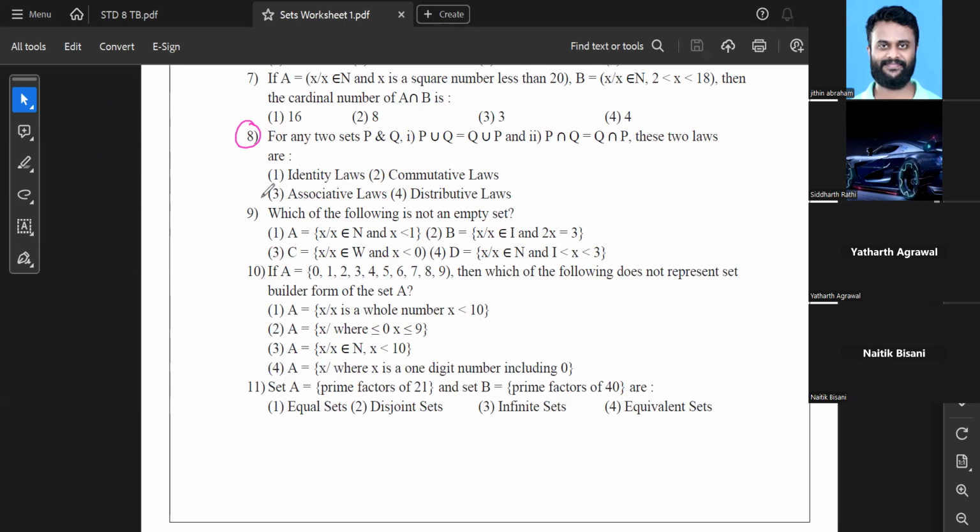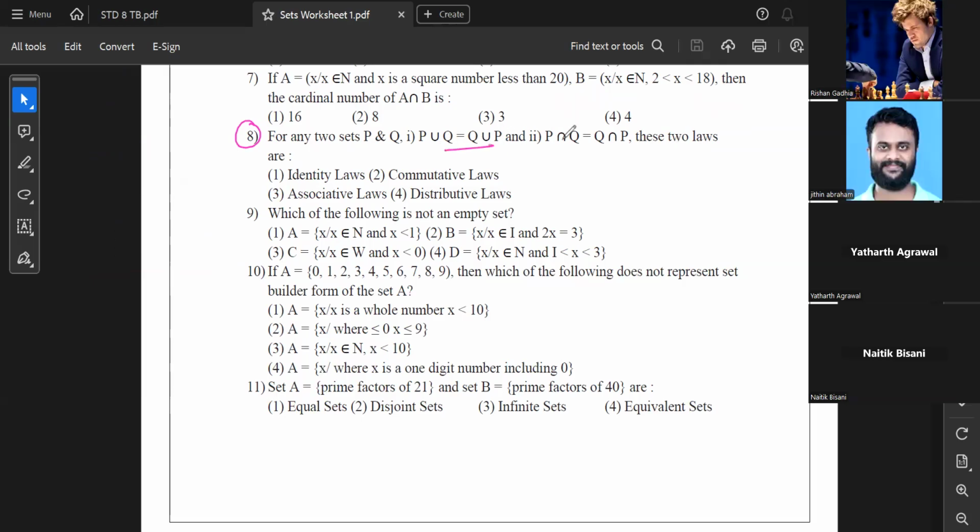इसमें से क्या है? Are they identity laws? Identity laws मतलब दोनों same है. मतलब this and this, are both of them same? No. One is speaking about union and the other one is speaking about intersection. So I cannot say that it is an identity law. दोनों एक ही चीज नहीं बताते हैं. Are they commutative laws? Yes.